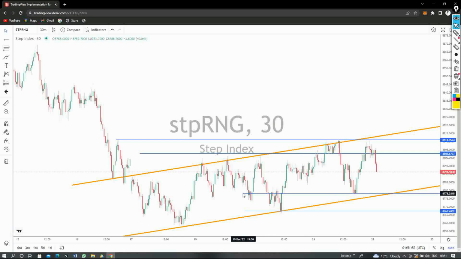Okay, so this is our support level. This is our strongest support level. So if you think it's not strong, just look at this level, and this one.